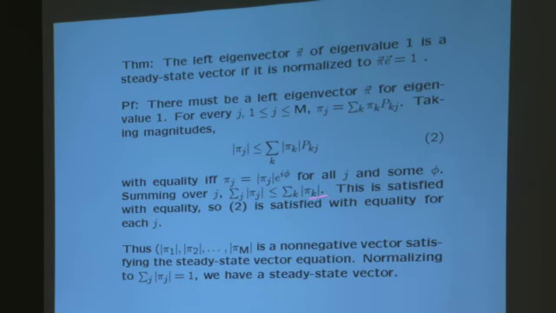Okay, now what do we do? Well, you look at this for a while and you say, okay, what happens if I sum this inequality over j? If I sum this over j, I get 1.